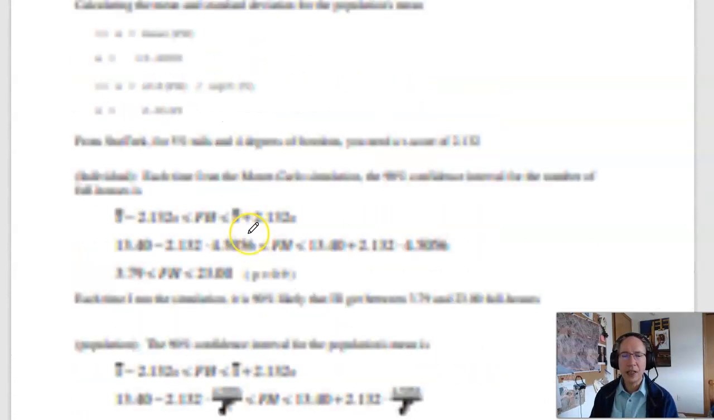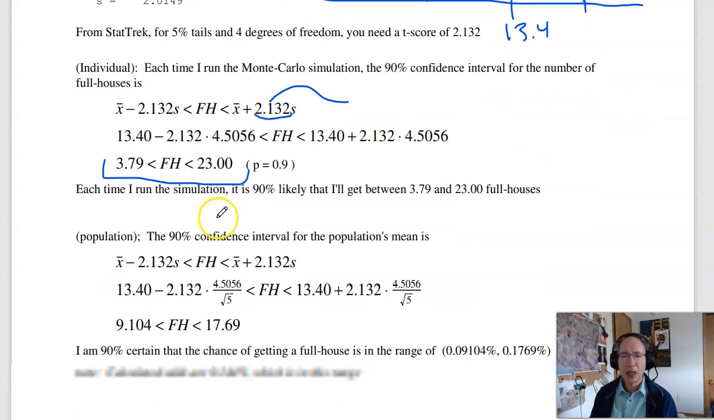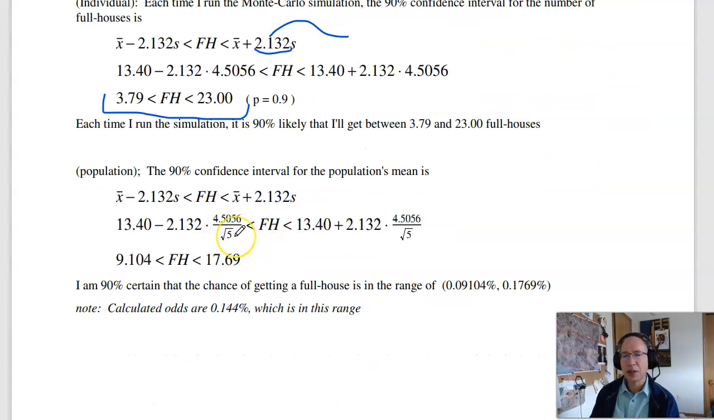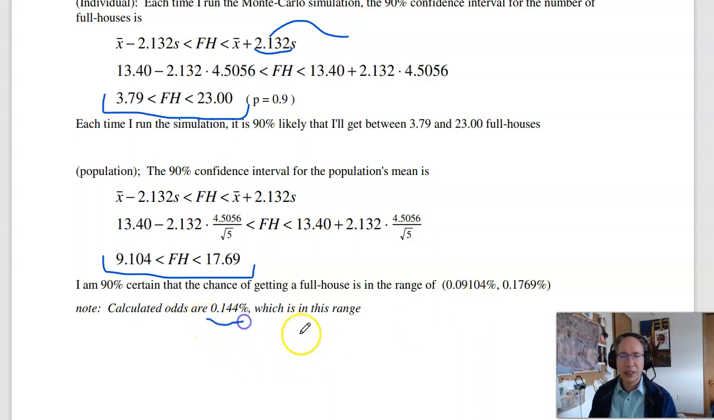On the other hand, if I want to know about the population, I'll take the standard deviation divided by the square root of the sample size. Because as the sample size goes up, I squeeze down and know more and more about what the actual mean is. So this says the actual mean is somewhere between 9 and 17, or the probability is between 0.09% and 0.17%. Based upon combinatorics and enumeration, the actual odds of getting a full house are 0.14%, which is in this range. So that kind of makes sense.